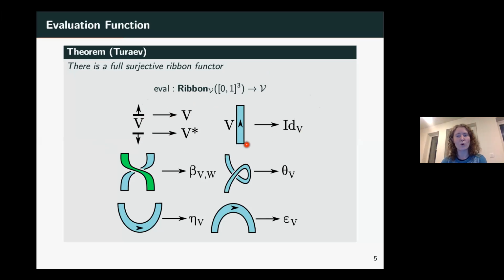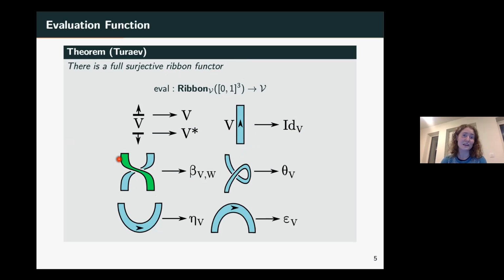And if you've got a ribbon that does absolutely nothing interesting, it just goes from V to V, and it's labeled with V, you just send it to the identity. If you want to compose morphisms, you're just going to stack vertically. And this is a ribbon functor, so it has all of these structures, and it preserves the structures. So it preserves the monoidal product. If you have two ribbons next to each other, it just turns it into the tensor product on the other side. So this one's labeled with V, and this is labeled with W. These objects would be sent to V tensor W.